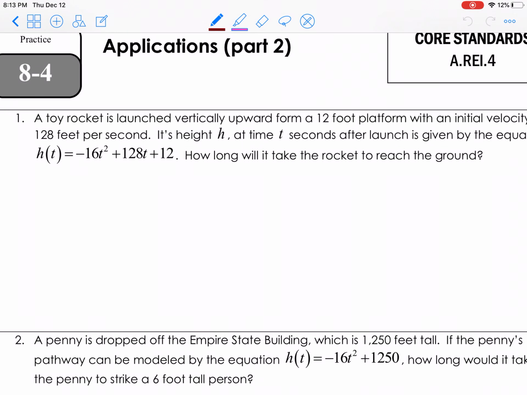On the first problem, they talk about 128 feet per second. They talk about a 12-foot platform. Those are already in the formula, okay? So we don't need to stress about those. They're just background information for you to have, okay?